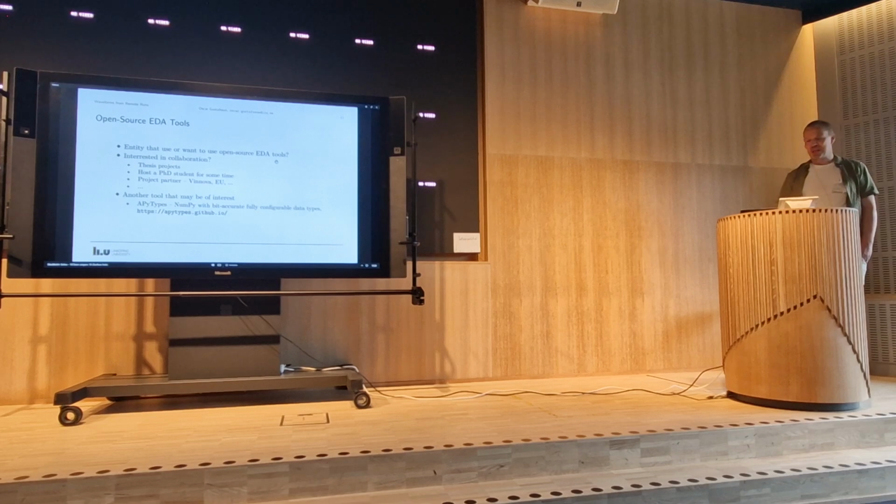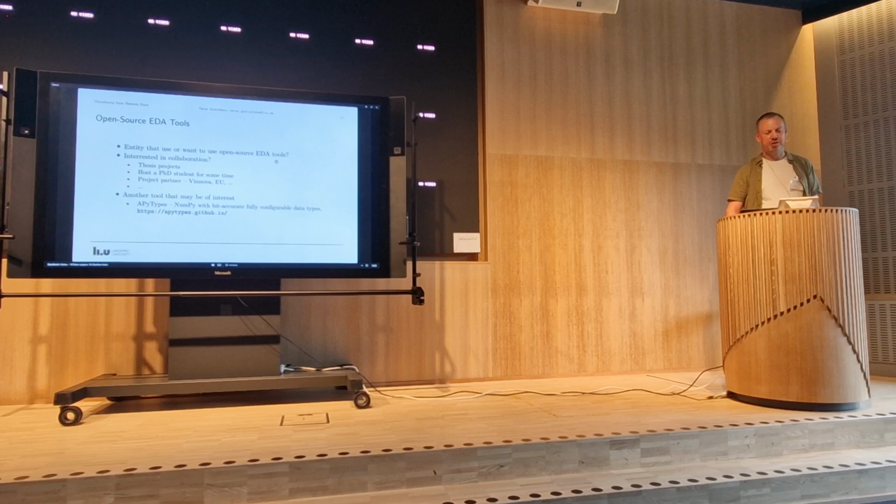I also like to point out another tool that might be of interest that we're developing, API types, which is basically NumPy, the Python array library, but with fully configurable data types. So if you need an 11-bit floating point format or a 17-bit floating point format with stochastic rounding, it could do that. And it works more or less like NumPy. There is a release in the next few days, so it would be better if you try it towards the end of the week than right now and get a few more features.